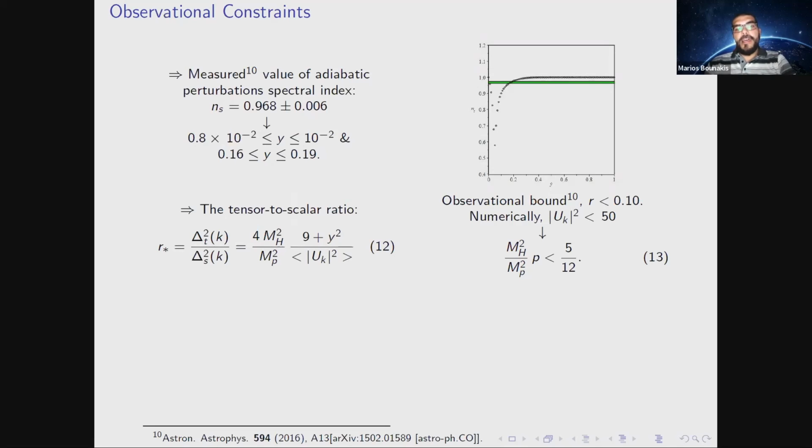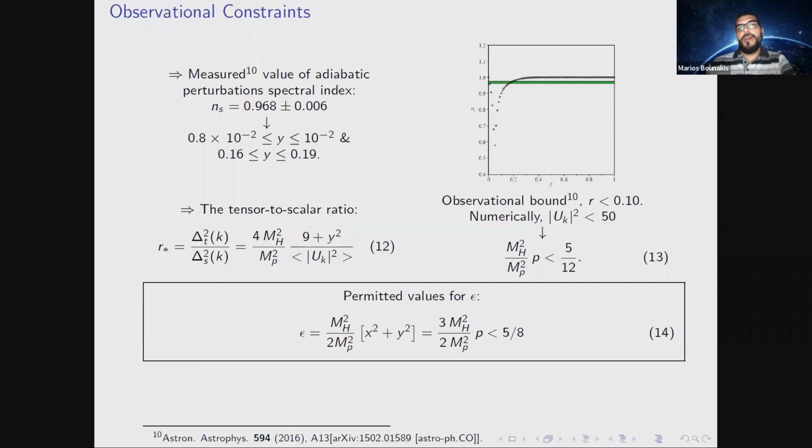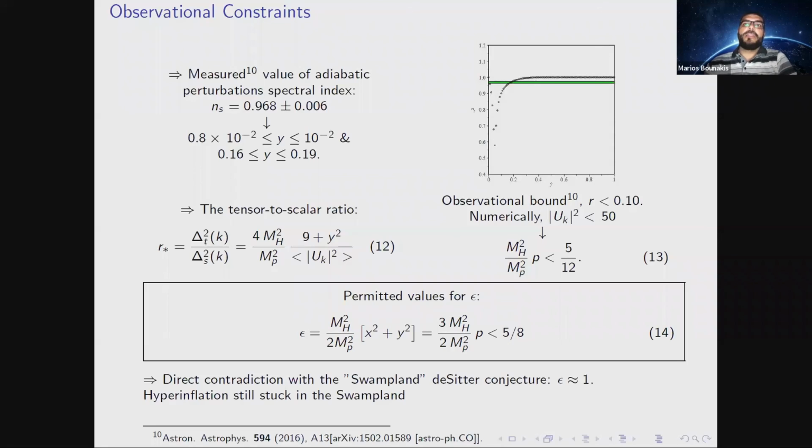The tensor to scalar ratio, which is observationally bound to less than 0.1, restricts the exponential potential parameter, which in turn restricts the permitted values of the Hubble flow parameter to less than 5/8. Despite this being far closer to the required value than standard single field slow-roll inflation, it is still in contradiction with the Swampland de Sitter conjecture, which demands that it should be order of 1. We are therefore led to proclaim that hyperinflation is still stuck in the Swampland.